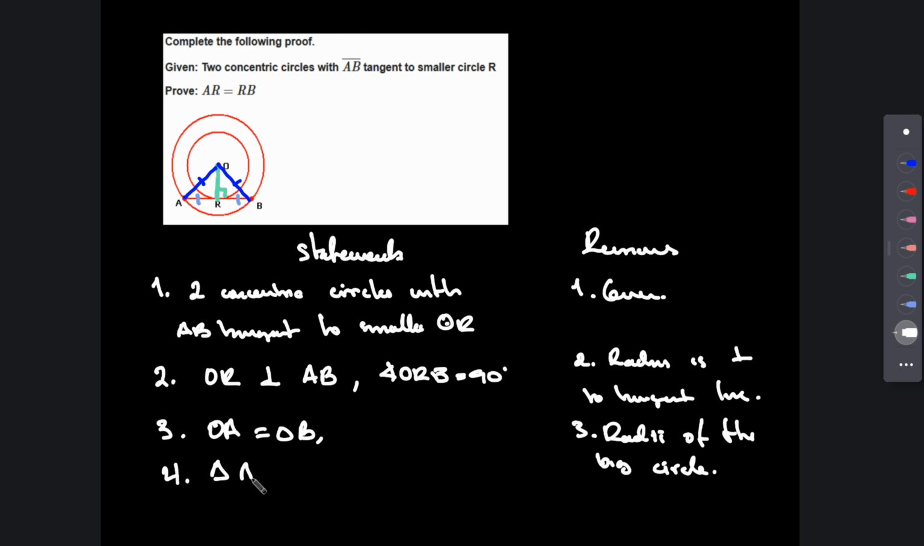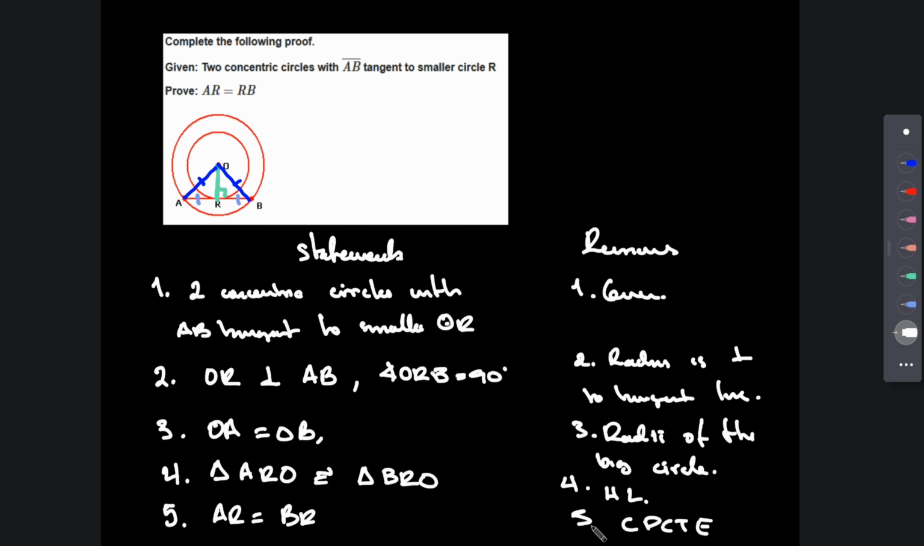So triangle ARO is congruent with triangle BRO. And this is because of hypotenuse leg. Basically, we have the hypotenuse, this blue line, right, and the leg with the green line. So by hypotenuse leg, they are congruent. And if they are congruent by CPCTC, then AR must be equal to BR. This is by CPCTC, right? Okay, so that is our last problem, I think. Okay, no. We have another one. This is the last problem.